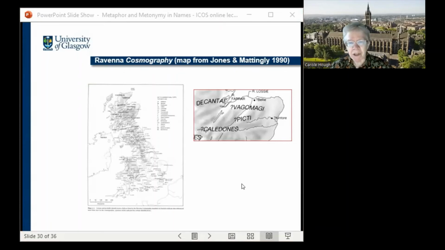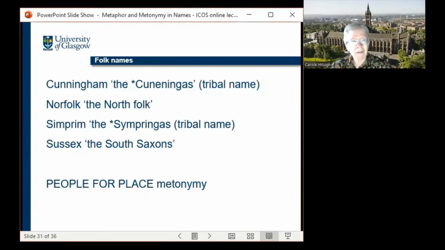This system of using the name of a tribe for the name of their territory continued until at least the early Middle Ages, with names such as Norfolk and Sussex in England referring to the North folk and the South Saxons, respectively, and Cunningham and Simprim in Scotland referring to tribes known as the Cuiningers and the Simpringers.